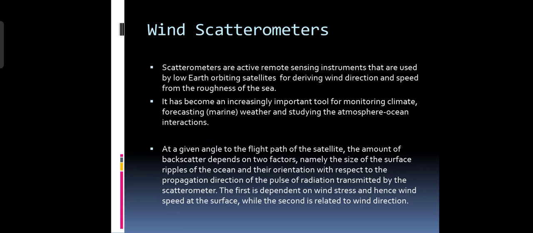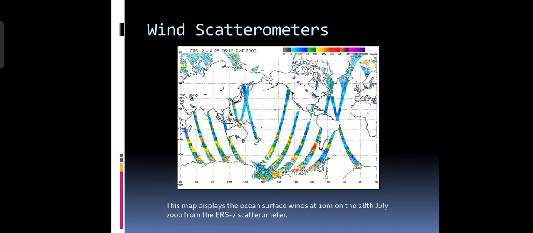Now, wind scatterometers. Scatterometers are active remote sensing instruments that are used by low Earth orbiting satellites for deriving wind direction and speed from the roughness of the sea. What it does is it measures the roughness of the sea, and from that roughness we can derive the direction and speed of the wind. It has become an increasingly important tool for monitoring climate, forecasting weather, and studying atmosphere-ocean interactions. Now this is the result of a wind scatterometer. The map displays the ocean surface winds at 10 meters on the 20th of July 2000 from the ERS-2 scatterometer.